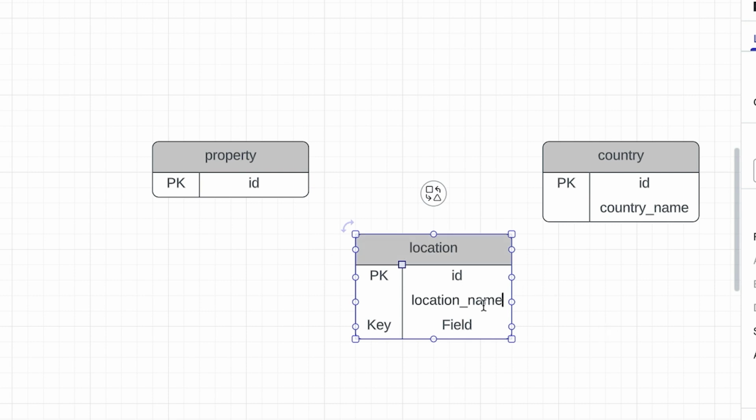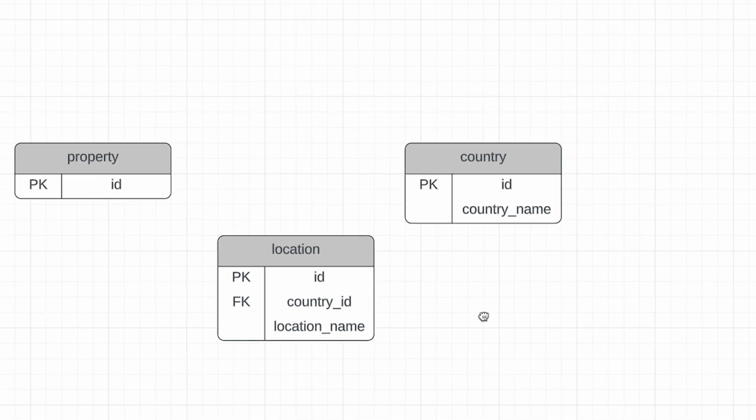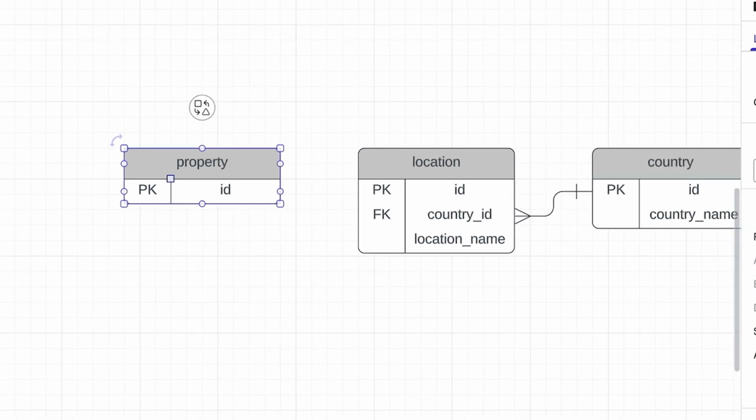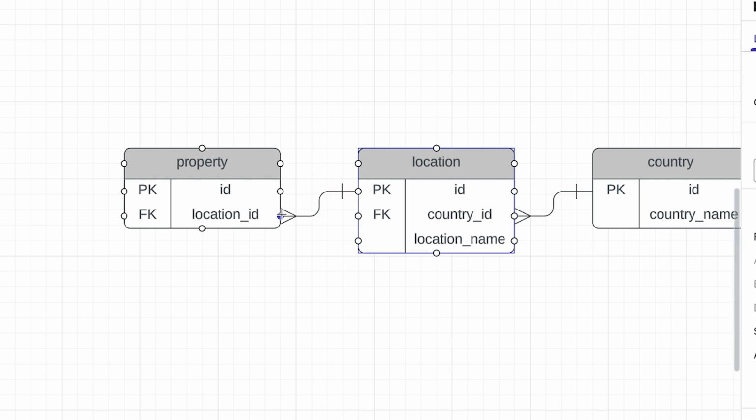We need to relate this to a country. A location has a country, so we add a country ID as a foreign key to the country table. This allows us to record that a location of Sydney exists in a country of Australia. Now, how do we relate this to a property? A property has a location, so we can do something similar and add the location ID to the property table. So we've covered the location and country of a property.